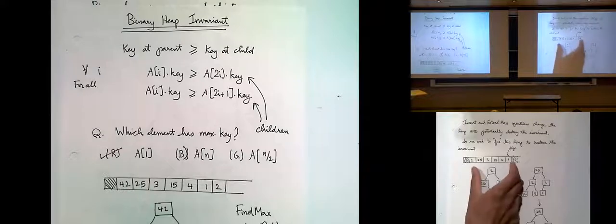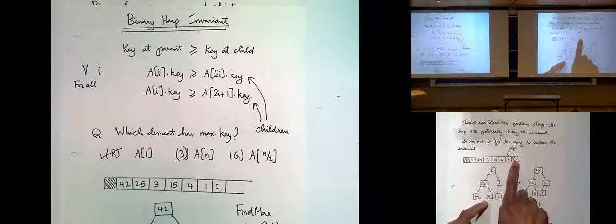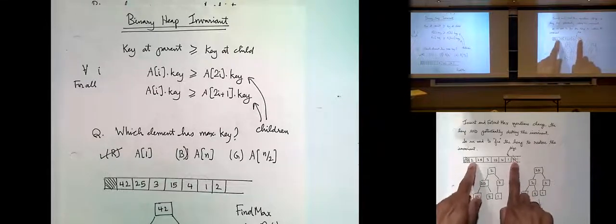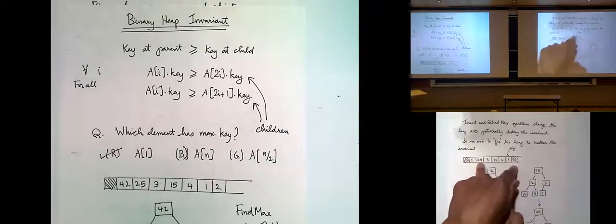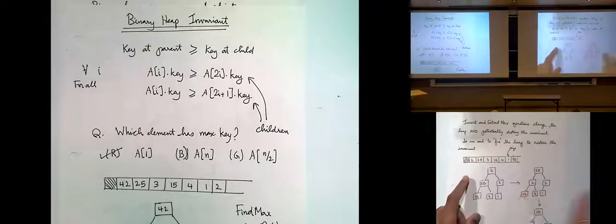Because inserting and deleting in an array is constant time. Right? If you want to insert, you could just stick it at the end. And if you want to delete, again, as we said, we can swap the root with the end and then just decrement the size. Everyone following me? Okay?